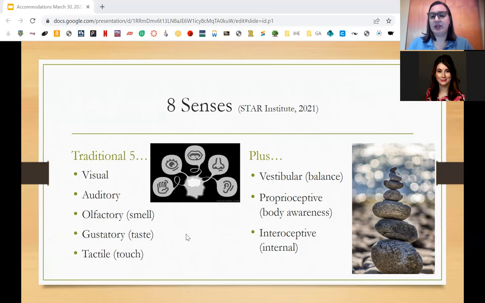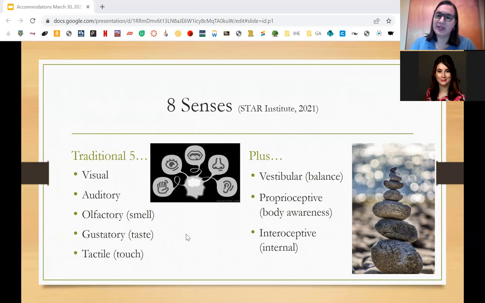Hyposensitivity to the vestibular sense means that there's an under responsiveness or a seeking of activities that promote awareness of the vestibular sense. So this could be someone who really likes or benefits from swinging or spinning. There is a lot of exercise equipment that's really helpful for this.